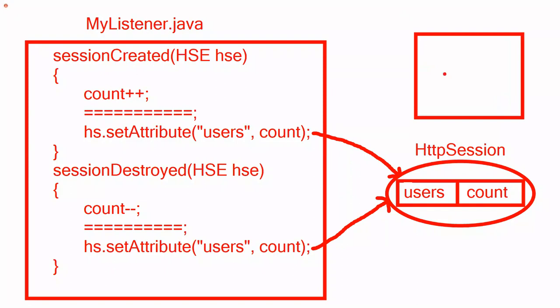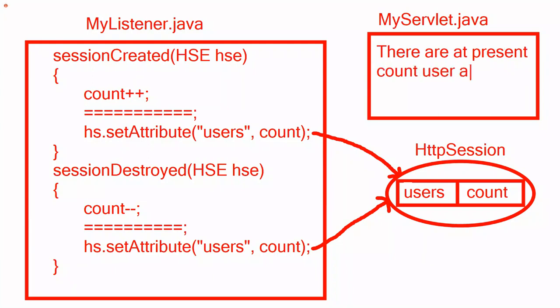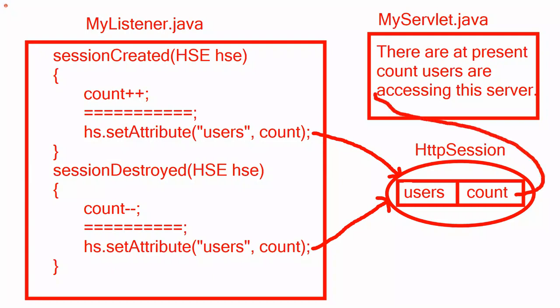Here, same, my servlet dot Java. Here, there are at present count users accessing this server. This count we have to print.